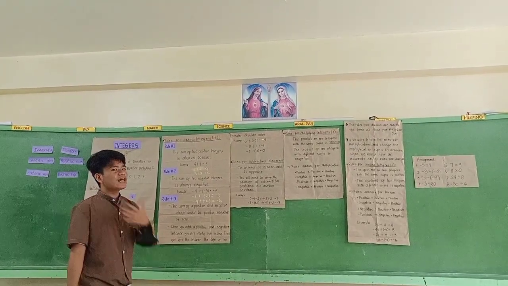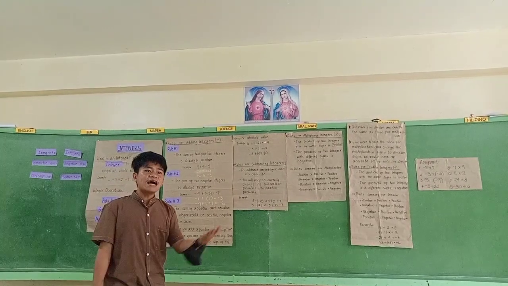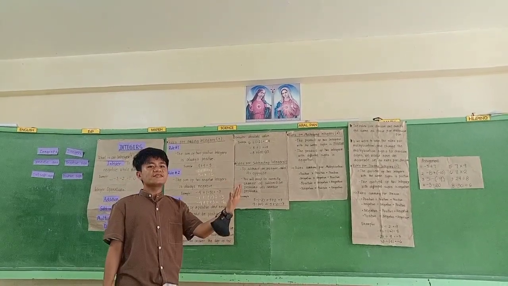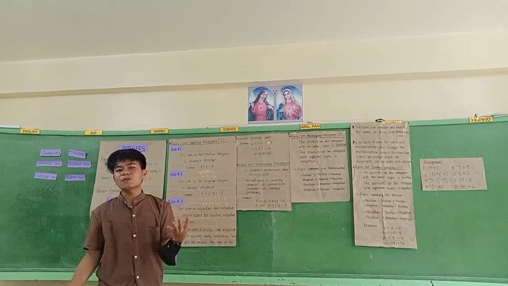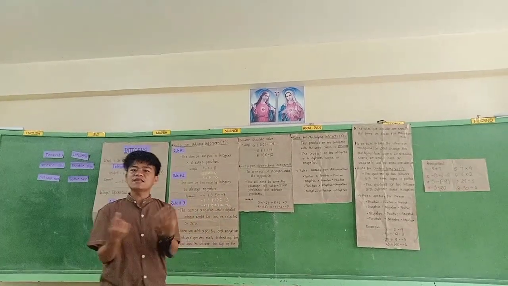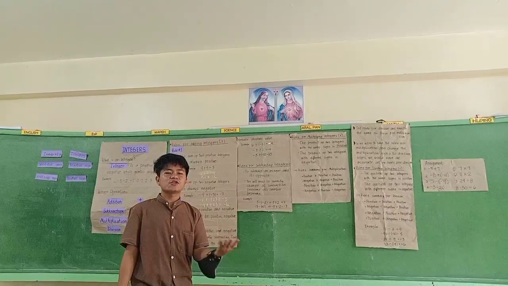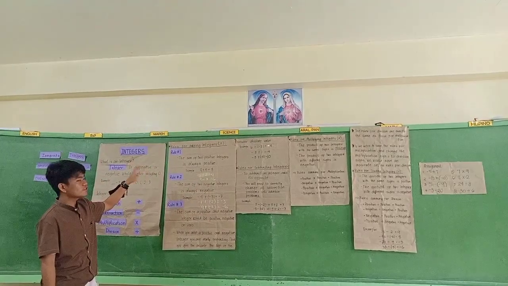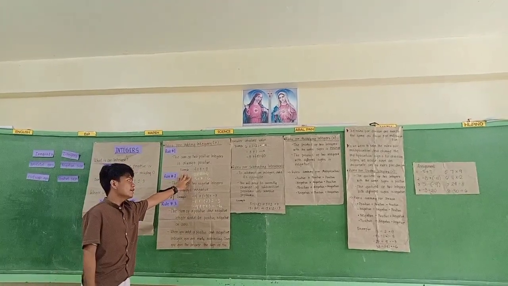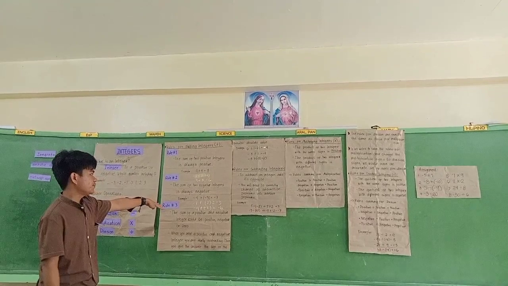So, if your parents give you 4 pesos, your mama gives you 4, and your papa gives you 4. How much is the total if you add them? So it becomes 8. So it would apply the rules of adding integers in rule number 1, right? And in rule number 2.